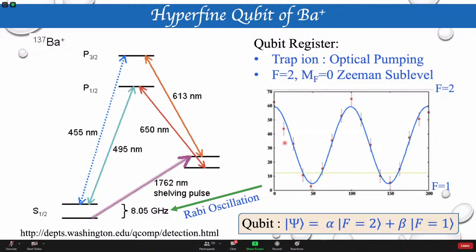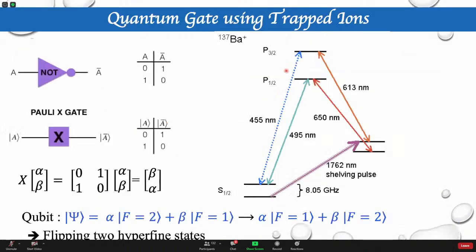Now, once we form a qubit, which is one of the ingredients for quantum information processing, the next thing we will be targeting is the quantum gate, using this register. There are a lot of works going on, so I'll give a very naive example of a quantum gate using the trapped ion. Just think about the classical NOT gate, where if you have input 0, it will be 1. If you have a 1, it will be 0.